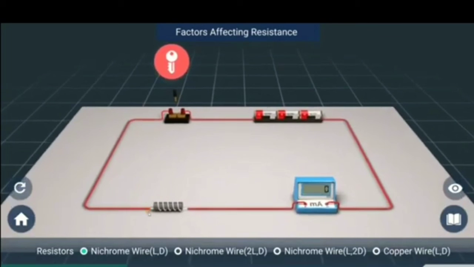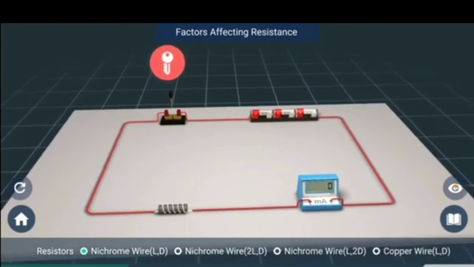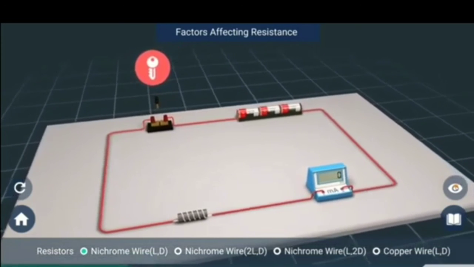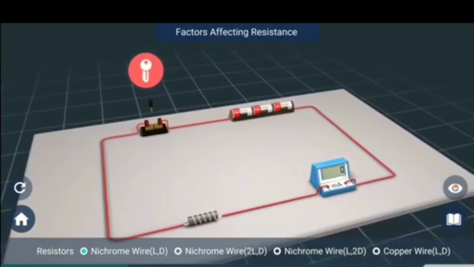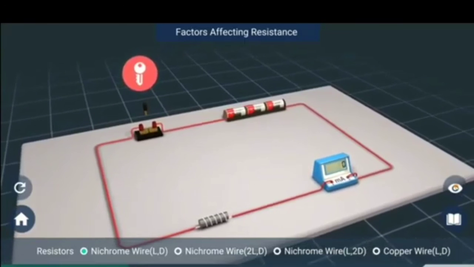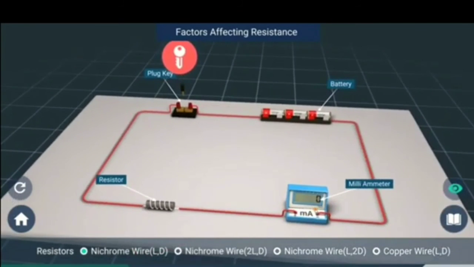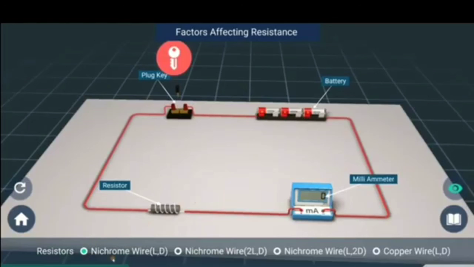You are seeing an electric circuit having a coil offering some resistance, and an ammeter that can measure the current in milliamperes, mA. You are seeing a source of electric current, a battery, which is a combination of three cells. And the other electrical component of the circuit, the plug key, which can act like a switch in the electric circuit. So here you are seeing the plug key, the resistor, the milliammeter and the battery, which helps you identify the components of an electric circuit.